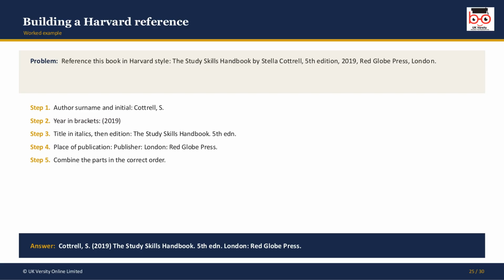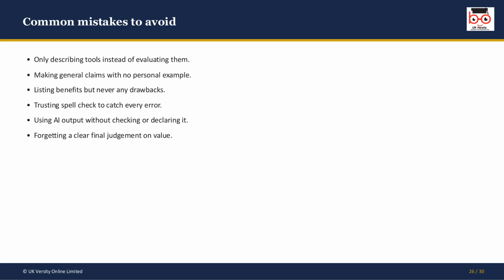Let's flag the common mistakes so you can sidestep them: only describing tools instead of evaluating them, making general claims with no personal example behind them, listing all the benefits but never a single drawback, trusting spell check to catch every error, using AI output without checking or declaring it, and forgetting to reach a clear final judgment on value. Avoid those 6, and your evaluation will be far stronger.